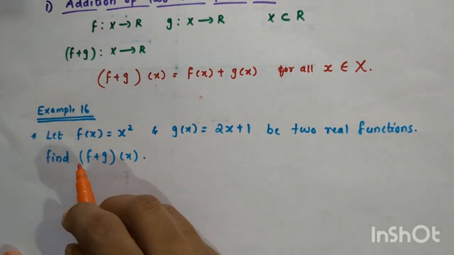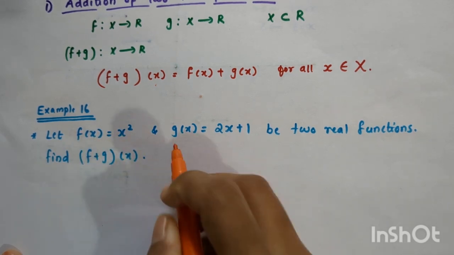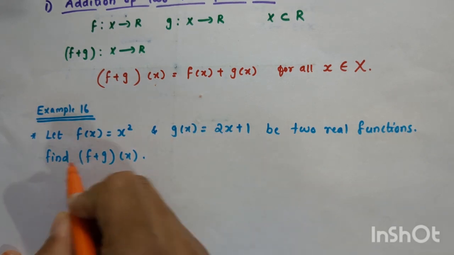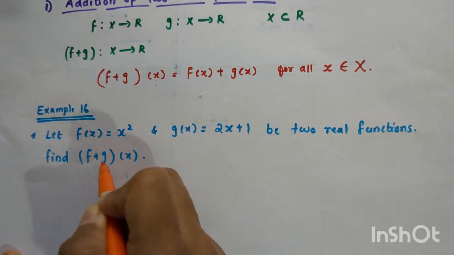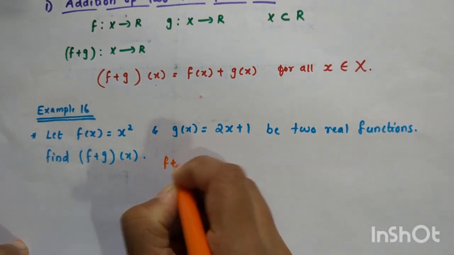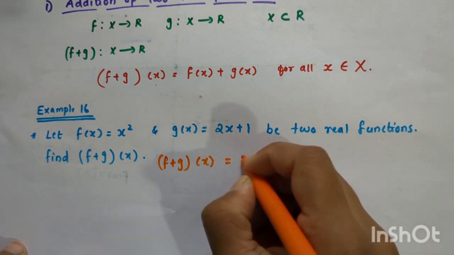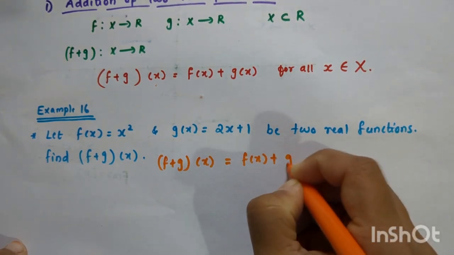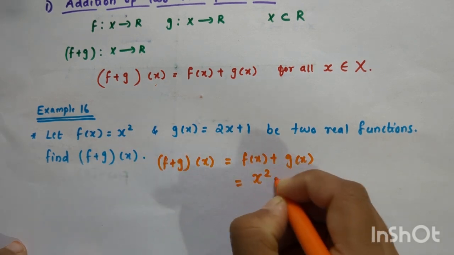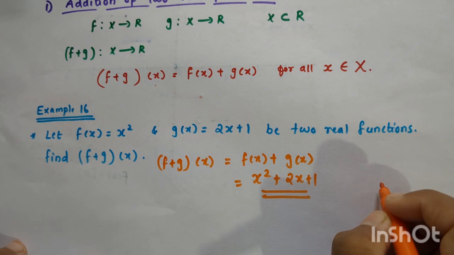So let us do one question. This is from example number 16. Let f of x equals x square and g of x equals 2x plus 1 be two real functions. Then find the sum of these two real functions, that is f plus g of x. See, f plus g of x, that is the addition of two real functions, is defined as f of x plus g of x. What is f of x? f of x is x square, g of x is 2x plus 1. So, this is the answer.